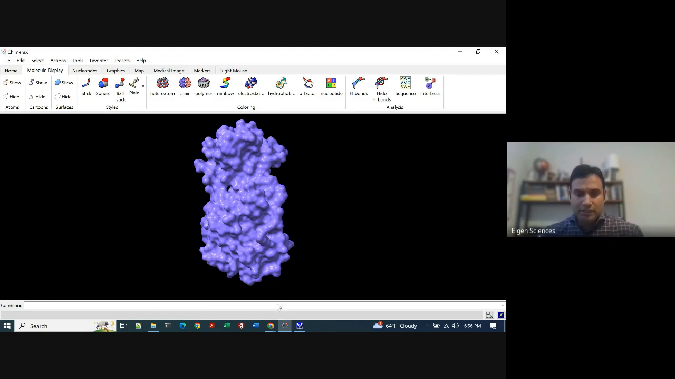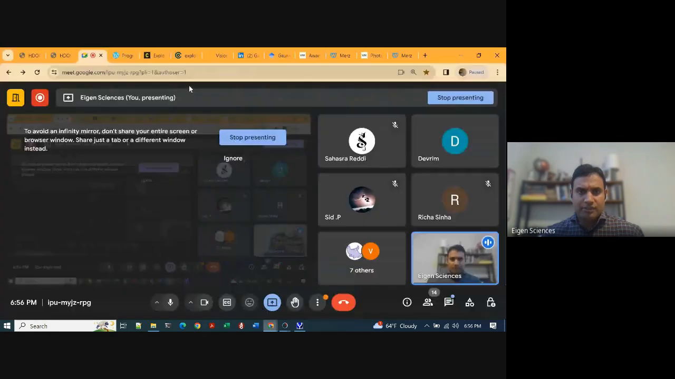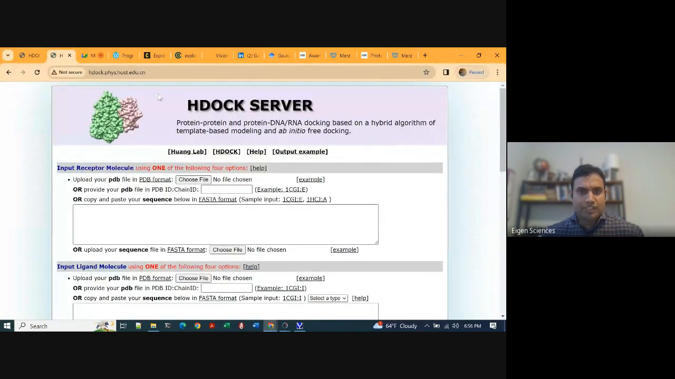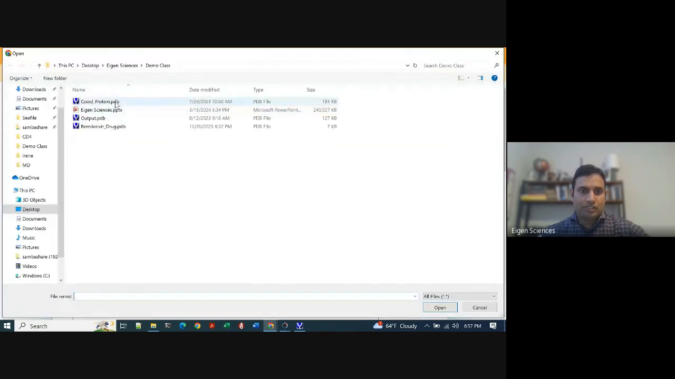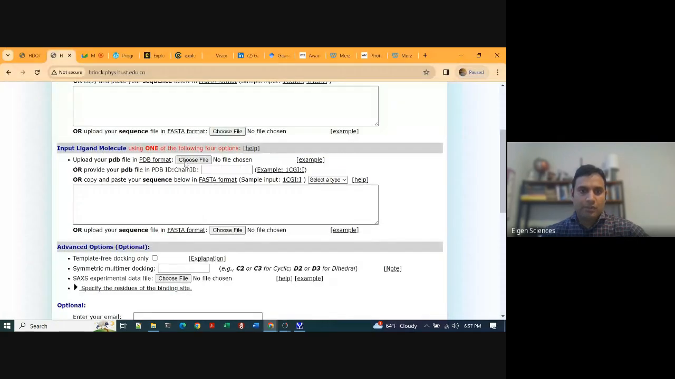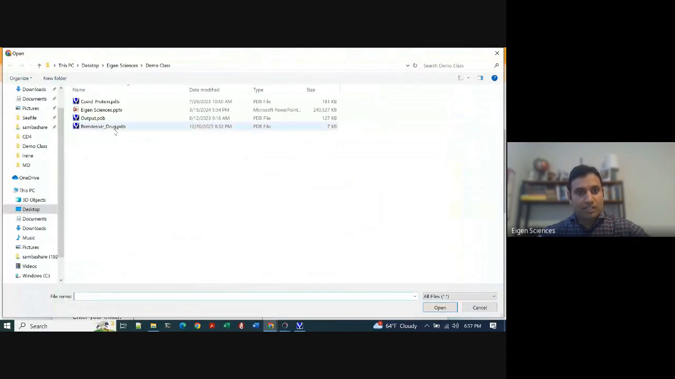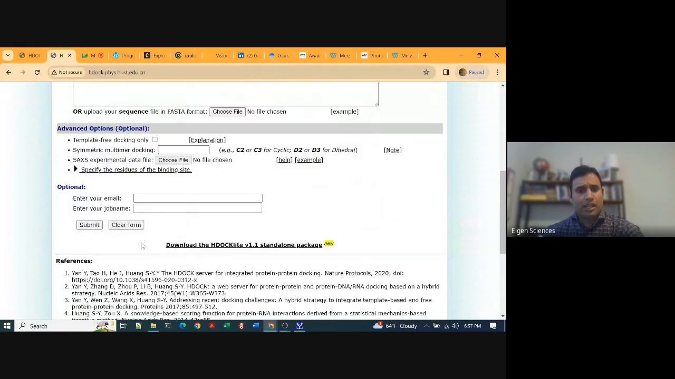To do this, there is a very simple web server, which is called the HDock server. And remember, I showed you a boat video where the boat was docking. So this is kind of the same work. It's like we will connect two Legos together. One Lego is the virus, the other is the drug. Okay, so let me upload Lego 1, which is the COVID protein, and let me upload Lego 2, which is the drug.